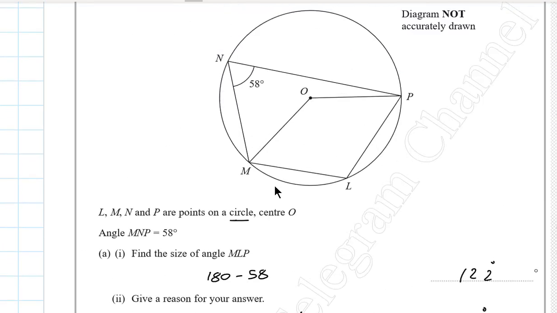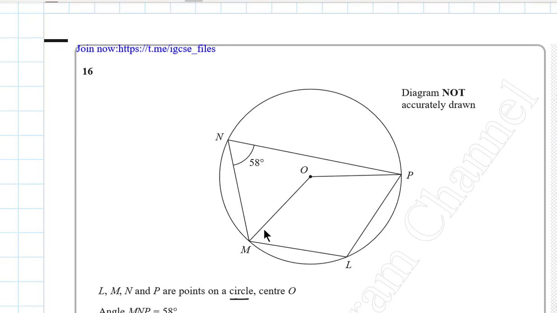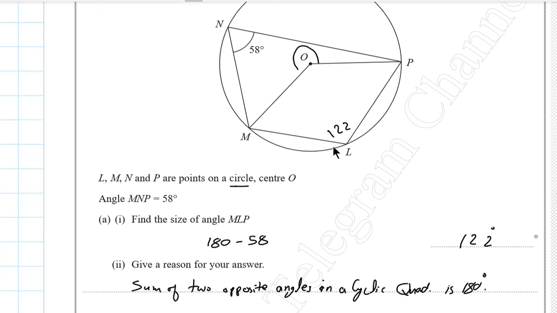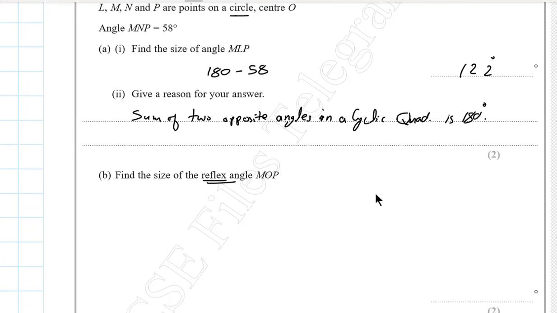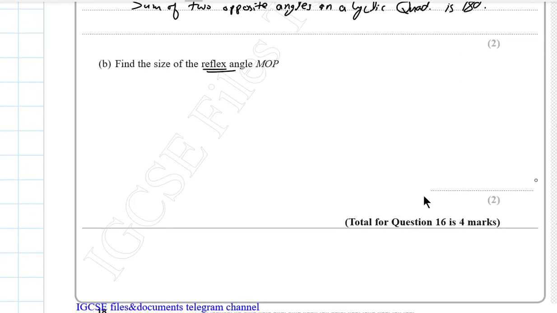find the size of the reflex angle MOP. MOP, but the question asked about the reflex angle. Okay, this angle has this arc, this major arc, which is the same as this angle 122, right? MLP. So this angle will be double 122, which is 244. That's it, very easy.